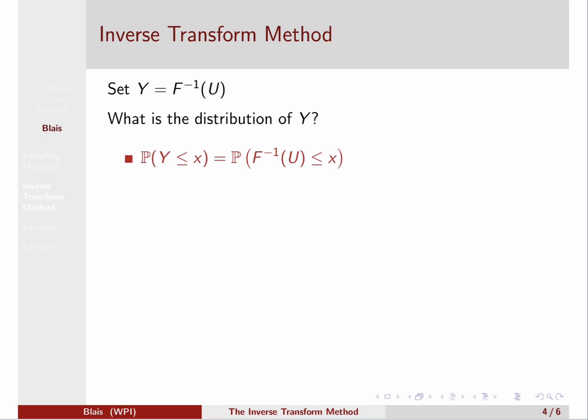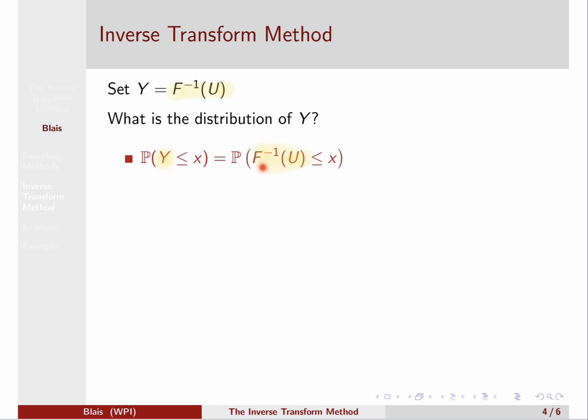And let's see how that turns out. What's the distribution of this Y? And it makes sense. Y is a random variable because U is a random variable, and then we're passing it to a deterministic function, so that should end up being a random variable. So let's look at its cumulative distribution function. So the cumulative distribution function of Y, by definition, is the probability that Y is less than or equal to some fixed value X. Well, we said Y was F inverse of U, so let's just replace Y with F inverse of U in here.